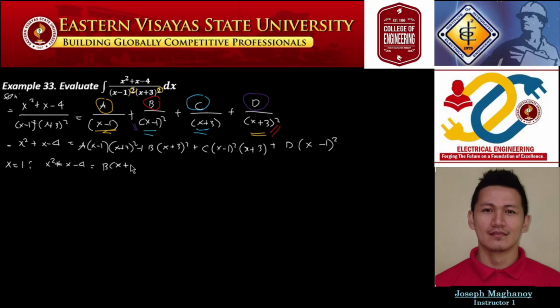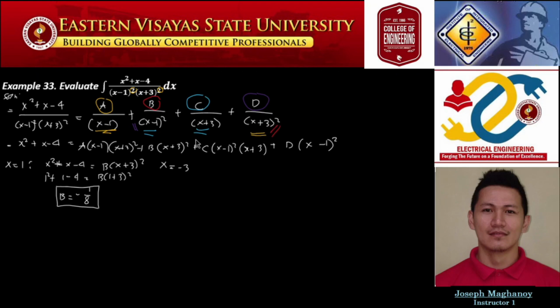That is x plus 3 squared. So if we substitute the value of our x, which is 1, 1 squared plus 1 minus 4, over 1 plus 3 squared. So solving for it, you have b equals negative 1/8. Okay, next is 3. So we equate to 0, it will become negative 3. So if our x is equal to negative 3, so x plus 3 squared, so we start with letter d.